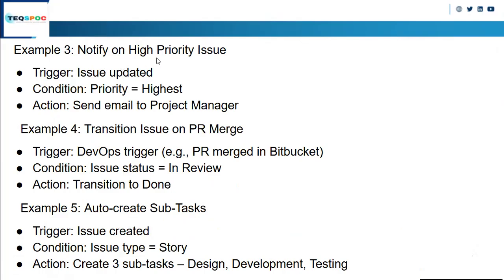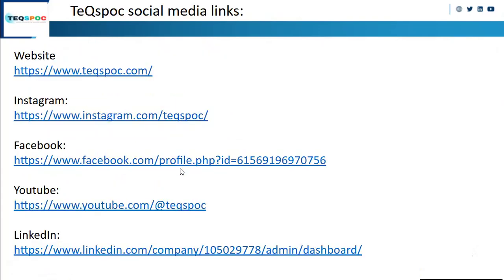Then the example to notify the high priority issues. The trigger condition is issue updated, condition priority equal to highest. This we will see in this session only. Action equal to send email to project manager. Example four is transition issue to a PR, that is code with generative DevOps trigger. Then condition will be issue status equal to in review, action is transition to done. In this way, we will see today.